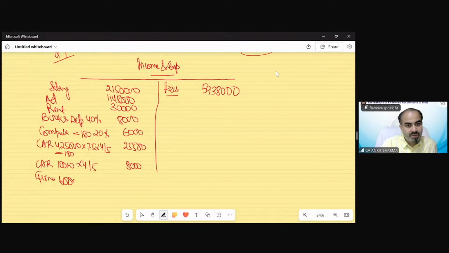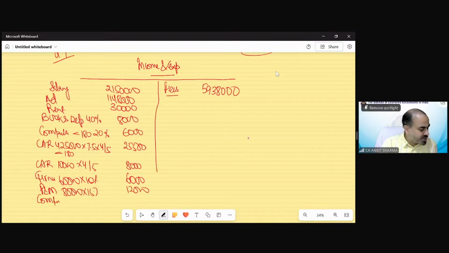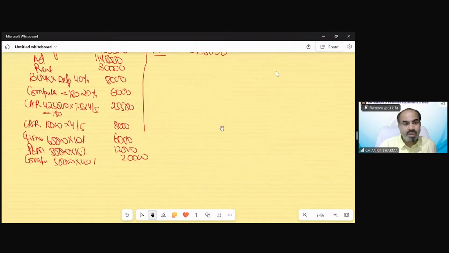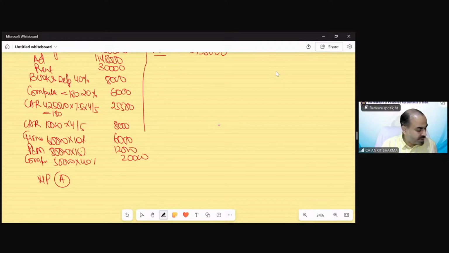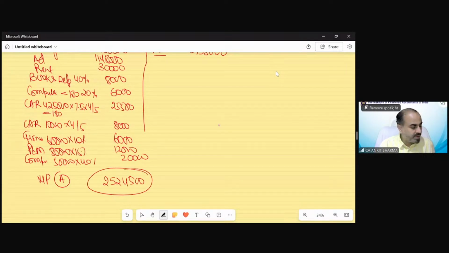Furniture depreciation: it was 60,000, the rate is 10%, so 6,000 would be my furniture depreciation. Plant and machinery WDV was given as 80,000, at 15%, that is 12,000. Computer WDV was also given separately as 50,000. On that it would be 40%, that would be 20,000. So after all these expenditures and income, my net profit would be 2524,500.